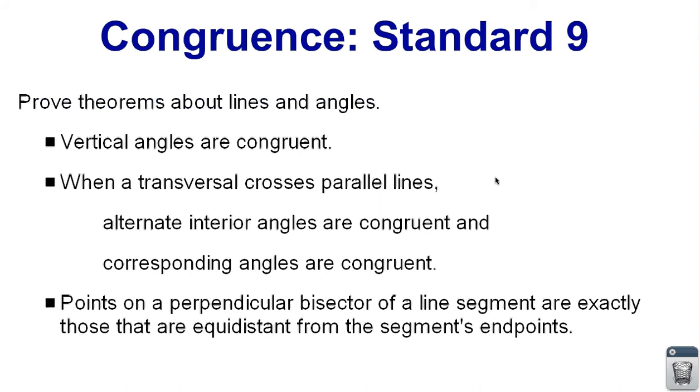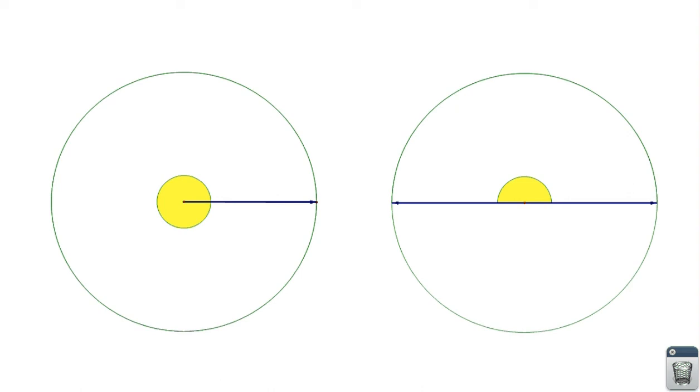Hello and welcome. In this video, we'll look at Congruent Standard 9 from the Common Core Standards for Geometry. The standard here is to be able to prove theorems about lines and angles. Four specific theorems are mentioned, but this video will focus on that first theorem, which says that vertical angles are congruent. So let's learn some things about vertical angles.